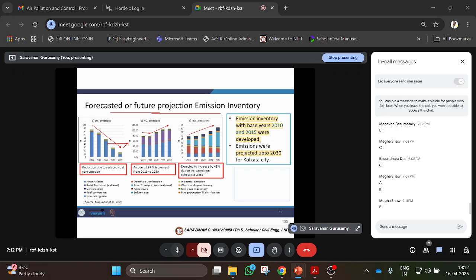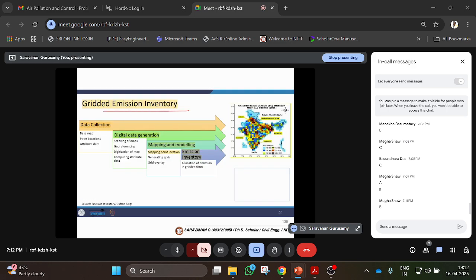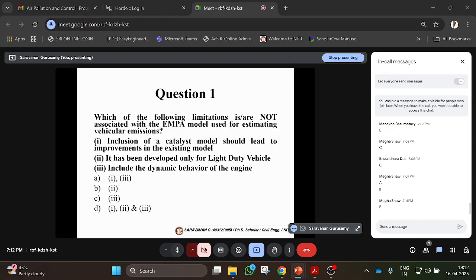You can do that is forecasted or future projection. It is a gridded emission inventory. You can see here, any location can be gridded with this and coded with the colors. So you can see high polluted area, low polluted area, and all that you can easily identify. So emission inventory is based on mapping point locations, and you know the emission source also.